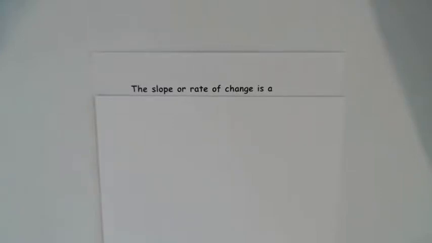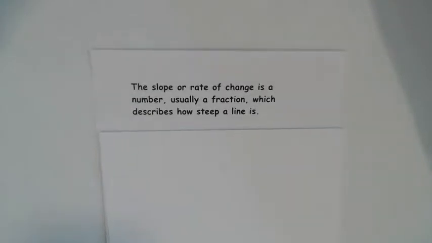So what we're going to go over today is how to figure out the slope or the rate of change, specifically when you're given a graph. So let's talk about what the slope is. Basically, the slope of a line is how steep that line is. And it's usually written as a fraction.